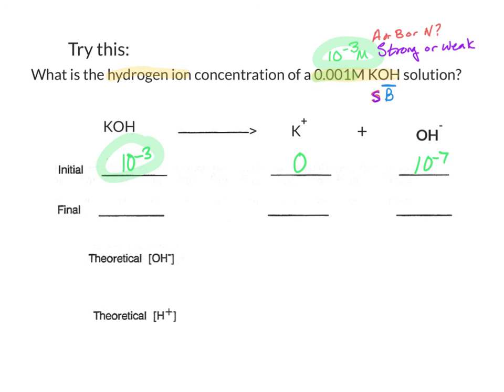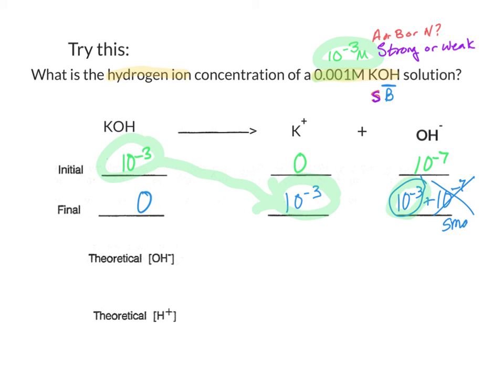Now, after the dissociation, because this is a strong base, it dissociates 100%. That means there is 0 KOH left over, and we have all potassium ions and hydroxide ions in the solution. So the potassium will be the same number we started with, which is 10 to the negative 3 molar, and the hydroxide will be 10 to the negative 3 plus 10 to the negative 7, but we're going to round that off to just 10 to the negative 3 because the 10 to the negative 7 is so small.